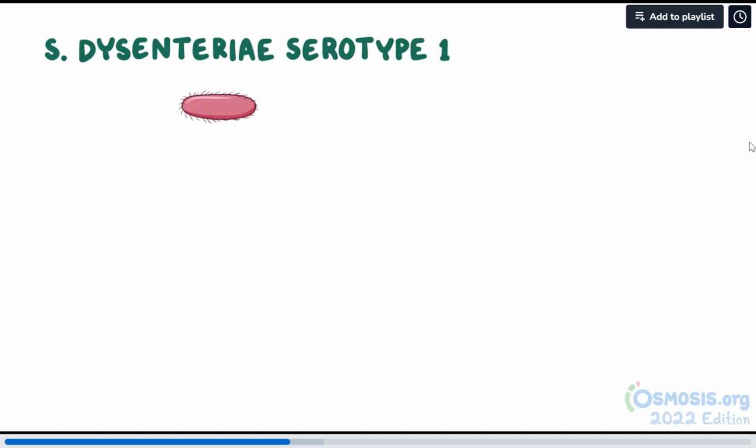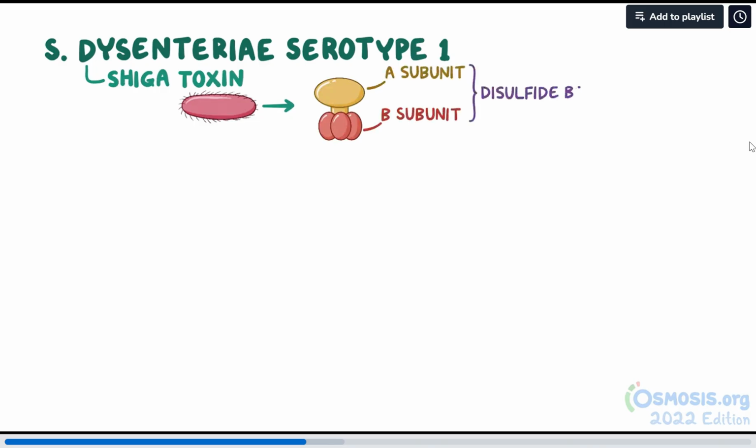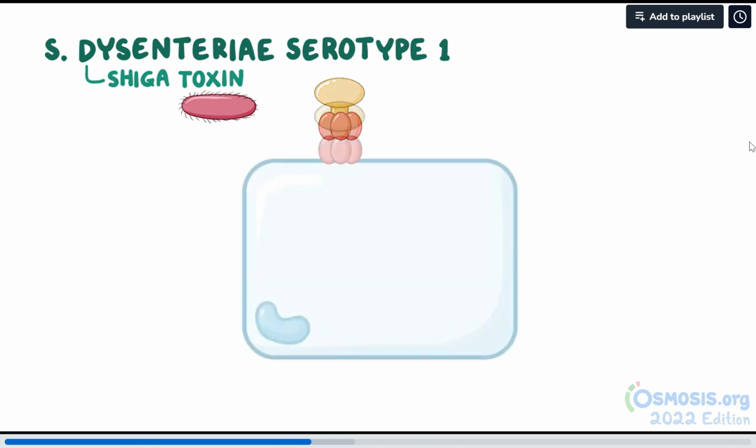Finally, one particular species of Shigella, Shigella dysenteriae serotype 1, also produces shigatoxin. Shigatoxin, similar to the Shiga-like toxin-producing pathotype of E. coli, is an AB toxin, so it has 2 main subunits, A and B, that are joined by a disulfide bond. Each subunit plays a specific role in the invasion and destruction of a host cell.